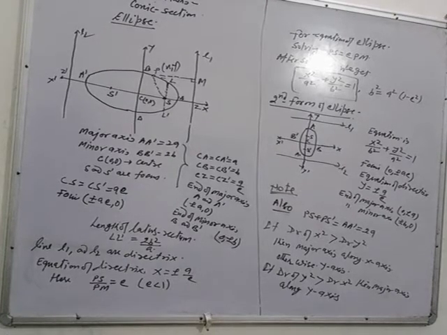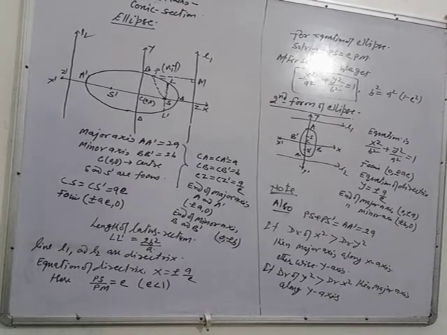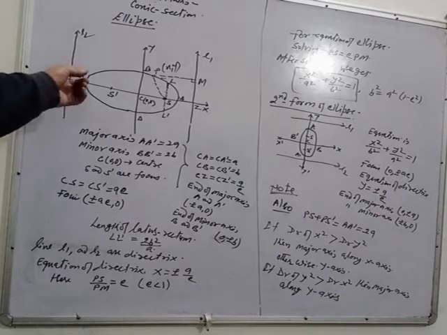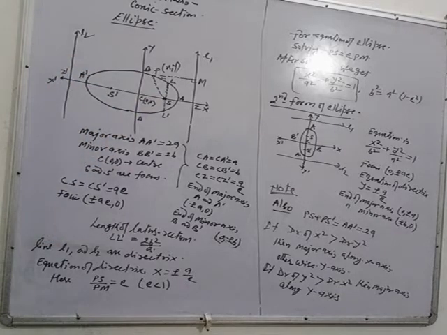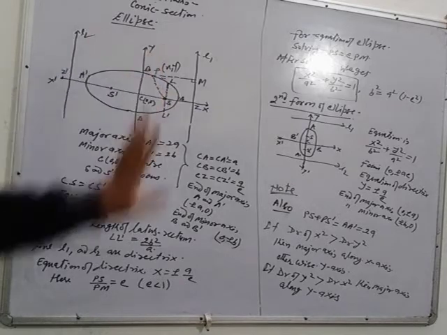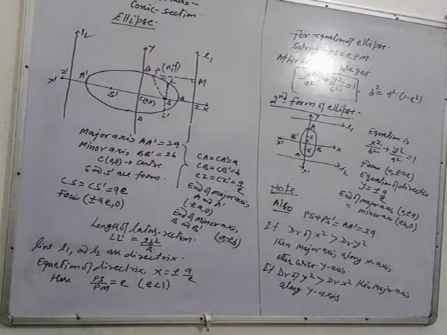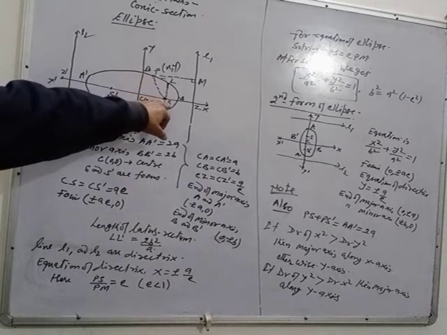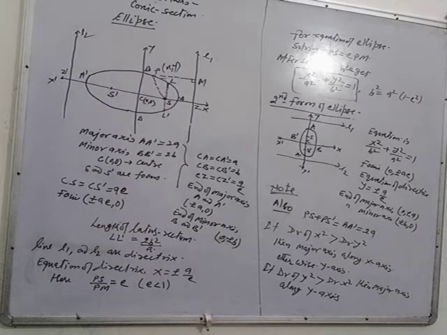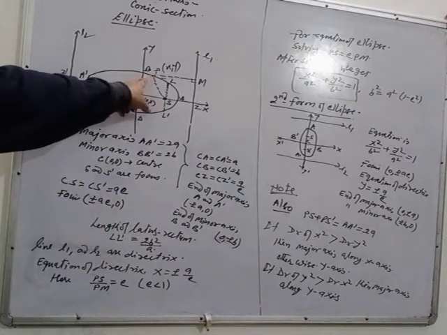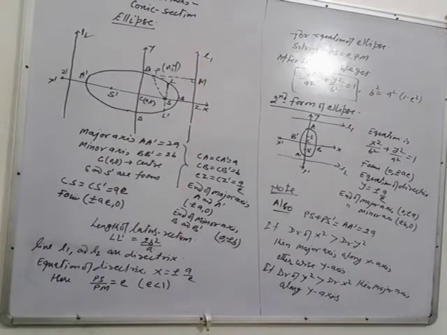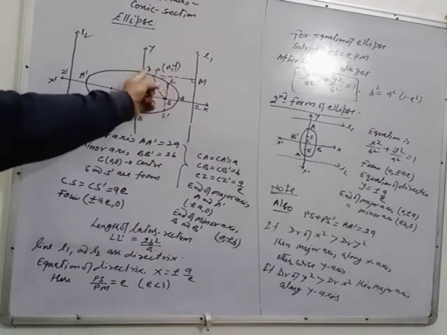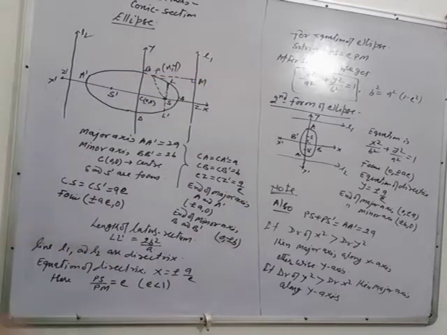11th math students, see the next topic of conic sections: the ellipse, the elliptical shape. See in the figure, this is your elliptical shape, and this shape is the path of a moving point P which moves in such a way that its distance from the focus point S is equal to e times its distance from the line known as the directrix. Means PS is equal to e times PM, where e is known as eccentricity.